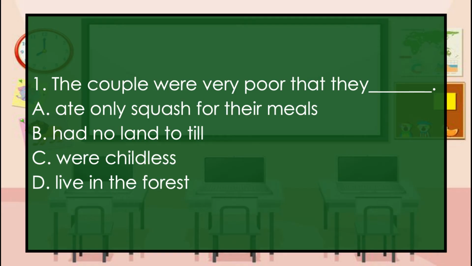The items here will help you analyze the story better. Read with understanding and answer the questions that follow. Number 1. The couple were so poor that they A. Ate only squash for their meals, B. Had no land to till, C. Were childless, and D. Live in the forest.